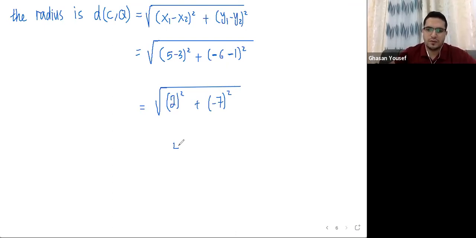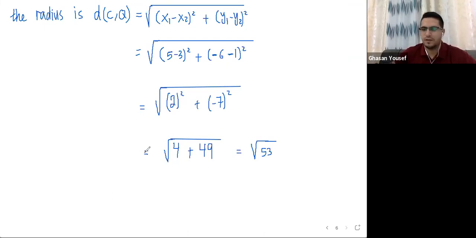Now 2 square is 4 plus minus 7 square is 49. Again, under the square root, and this is equal to the square root of 53. Square root of 53. This is correct. Who said 53? Yeah, this is correct. Yes, this is the distance formula.